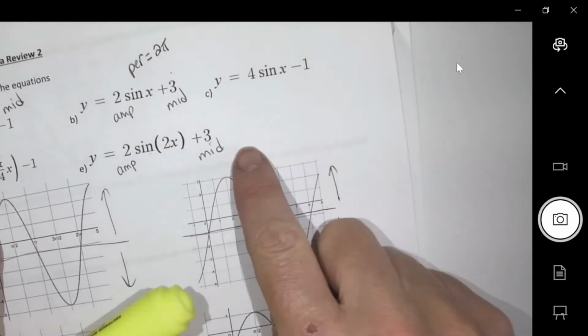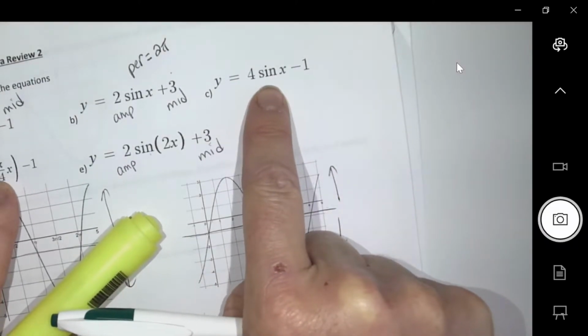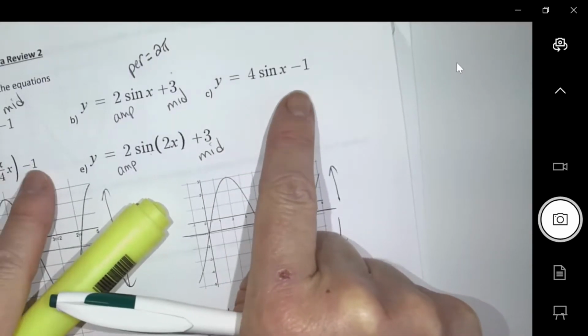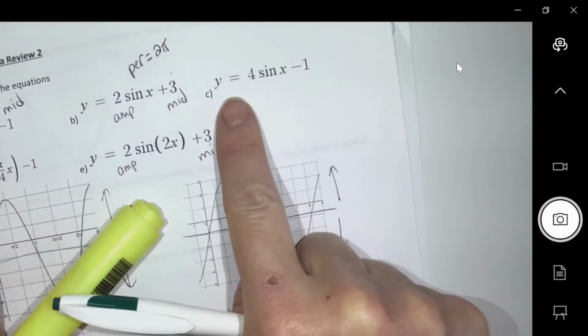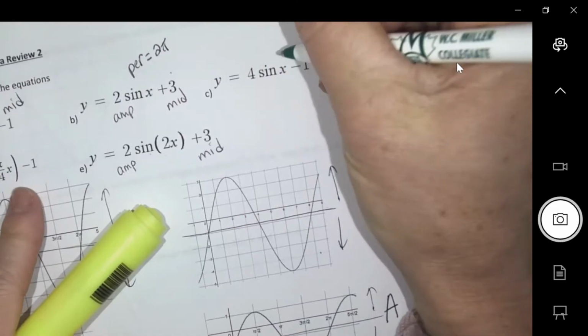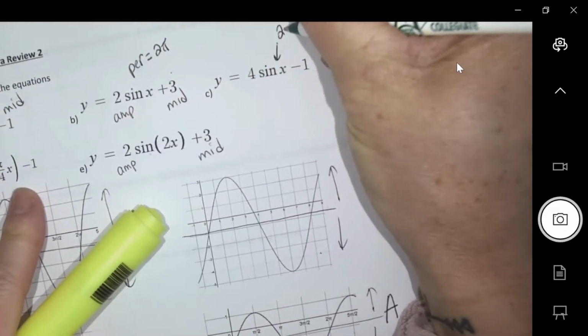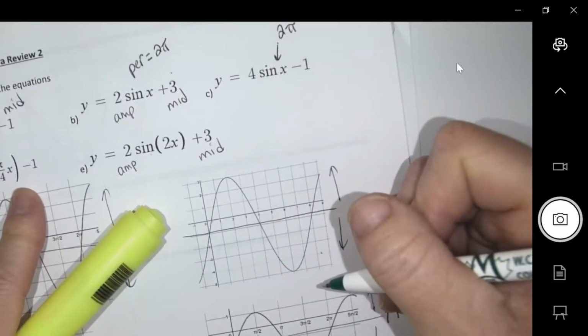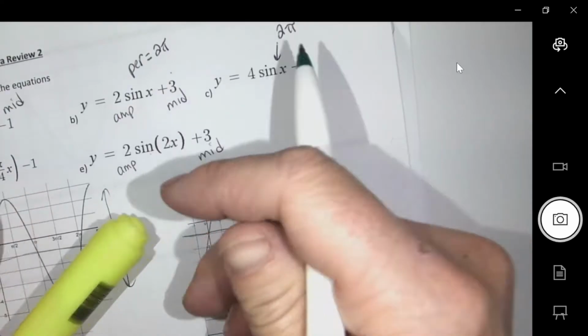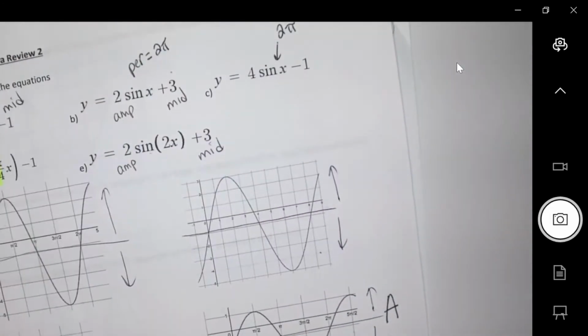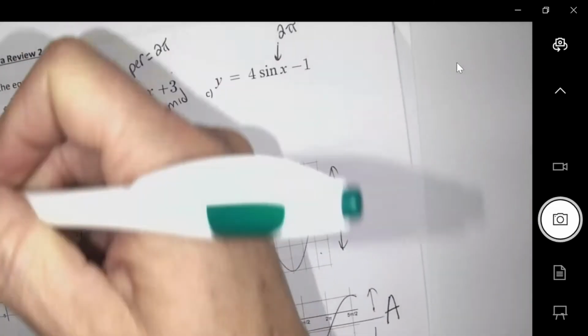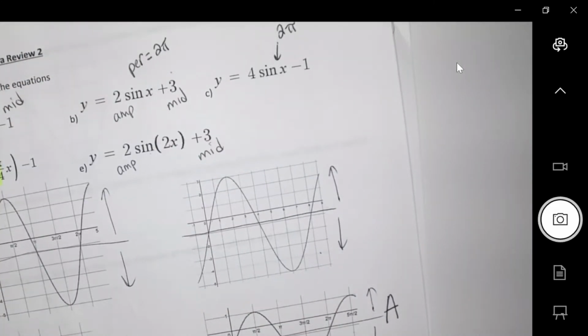Okay, what's the difference between these two now? These are the ones left. They both have the 4, they both have the -1. So midline, amplitude are the same. This one has a period of 2 pi because it's normal. This one will have a different period, right? Because it's got something that changes the period.